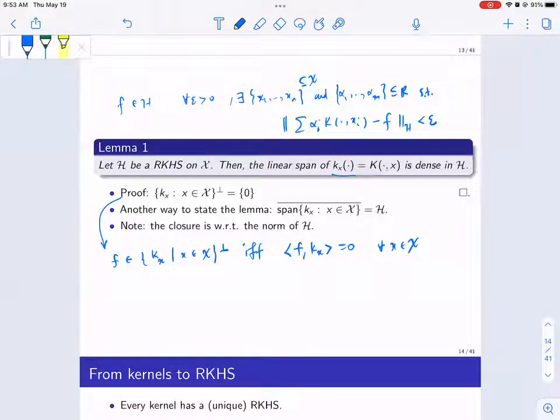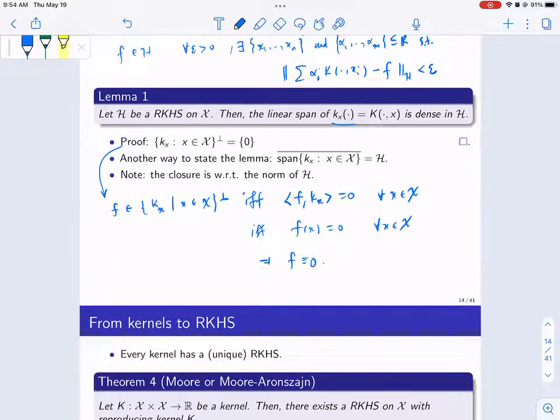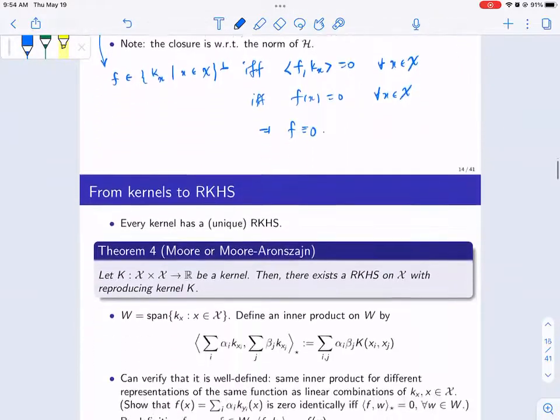Okay. So what does this give us? By the reproducing property, this is equivalent to f(x) = 0 for all x. So this just says that f has to be identically 0. Okay, it's a very immediate consequence of the reproducing property. So the orthogonal complement is the trivial subspace, so the span has to be dense. Another way of saying it is just that the closure of the span is H. That's exactly what density means, and the closure is in the Hilbert norm. Okay, so question.